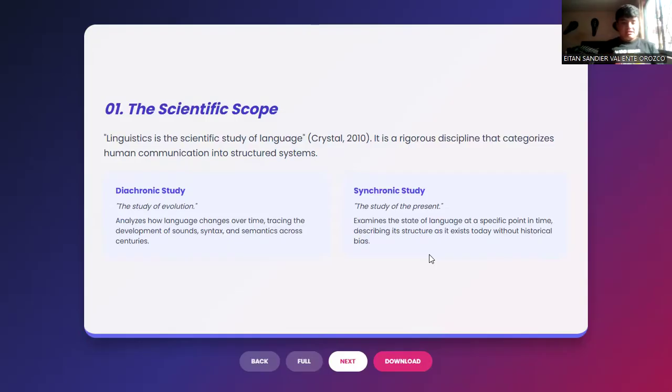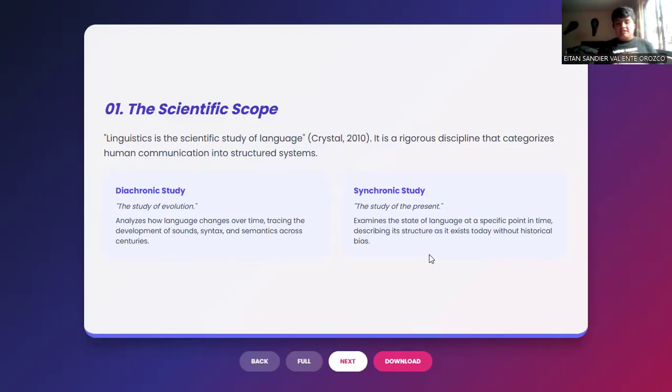The diachronic study. What is this? The study of evolution. What evolution? It analyzes language change over time, the development of sound and syntax across the centuries, not only one or two, but the whole history, the entire time.